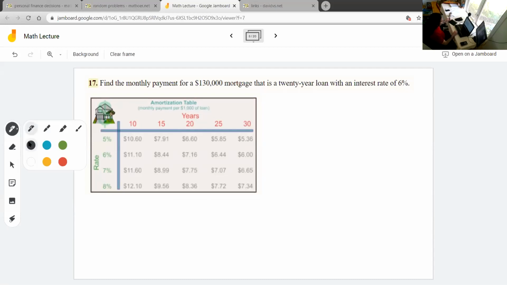We have a 20-year loan, so we're in this column. I'm actually going to make it a little smaller. And an interest rate of 6%, so we're in that column. So the number we're going to take from the table is $7.16. And that's per 1,000 of loan.